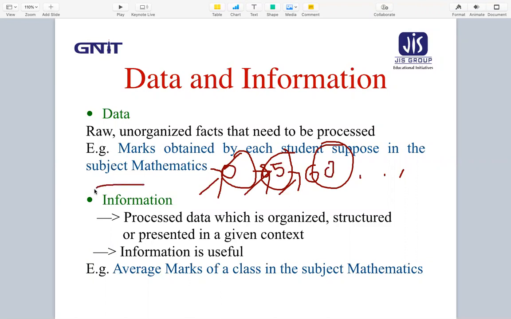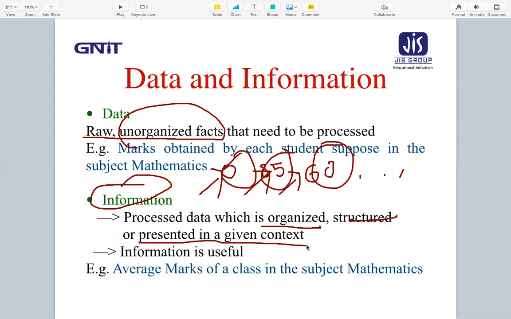When we come to information, information is when this raw or unorganized data is processed into some organized structure. When data is processed, it becomes information. And we should remember that processed data always has to be presented in some context. Suppose with these marks 0, 85, 60, we find the average marks of mathematics for a given class. Then it is presented in the context of measuring the performance of the class. That is a context, and then that becomes information.